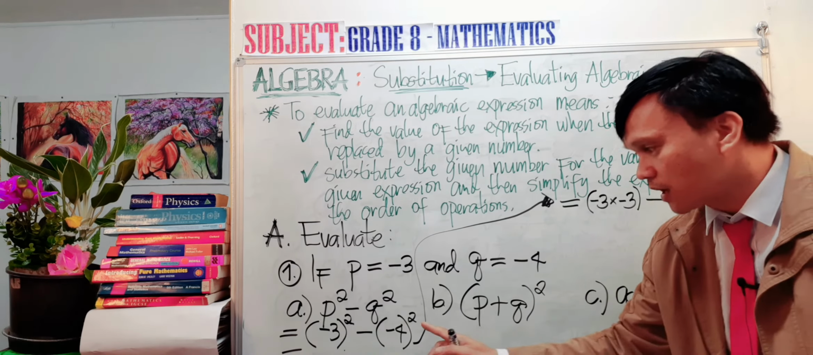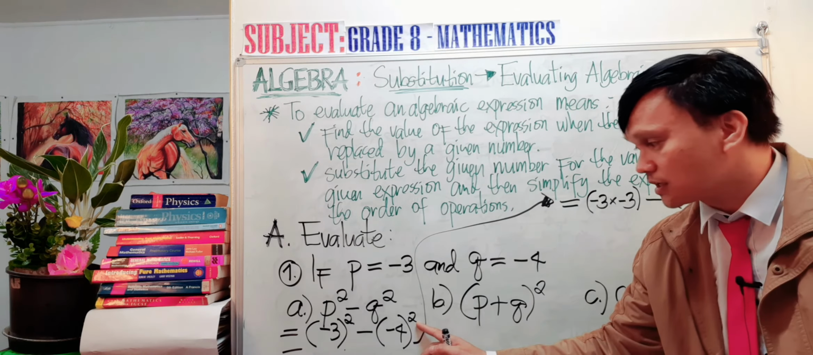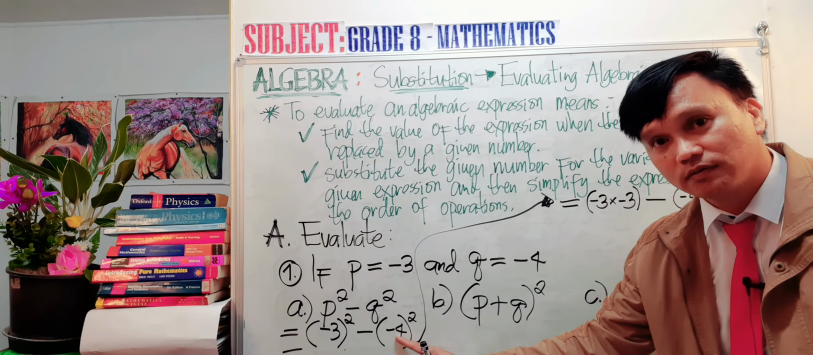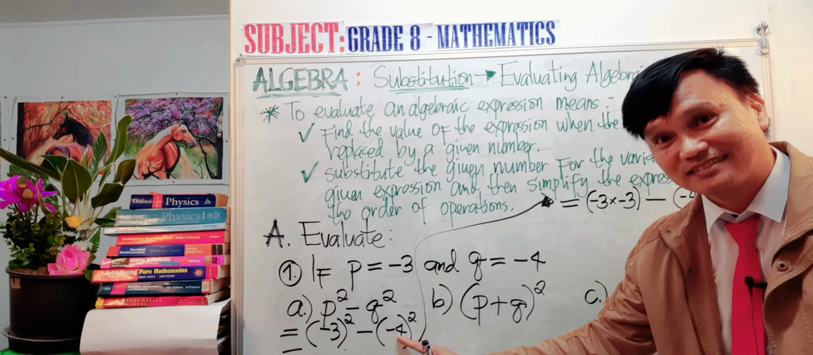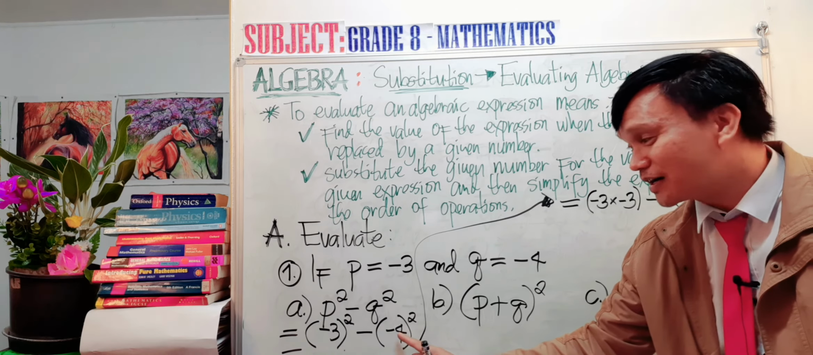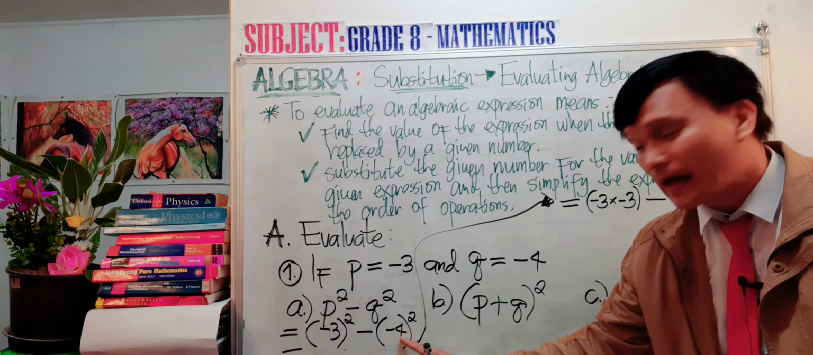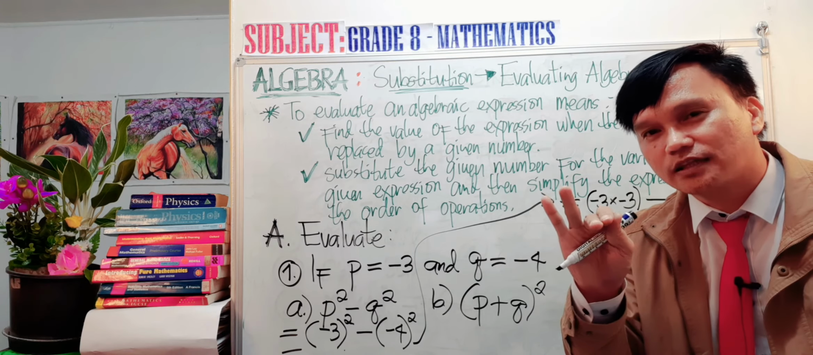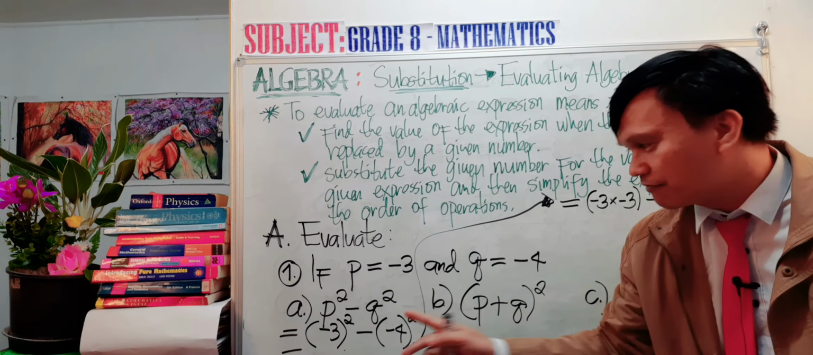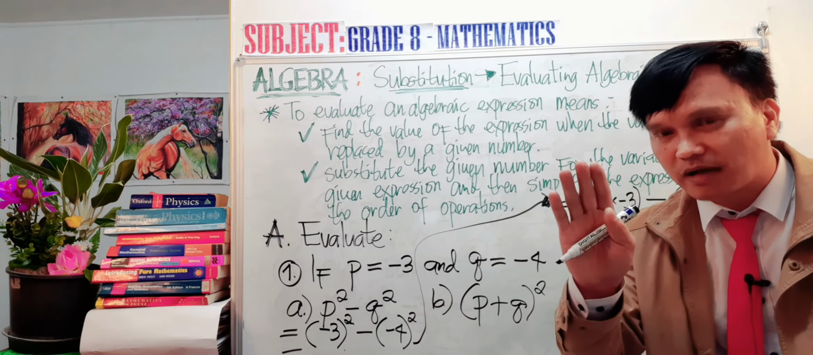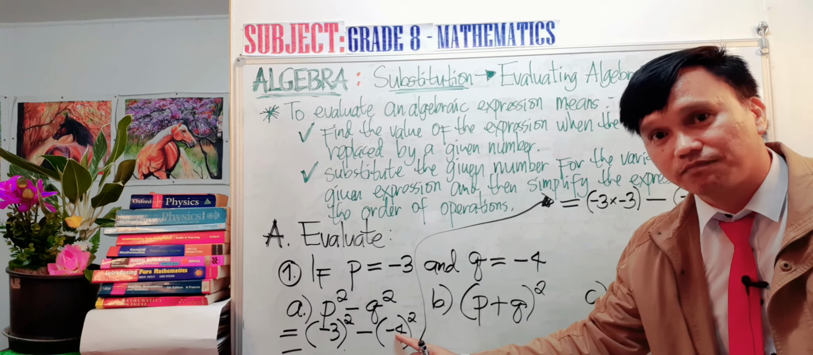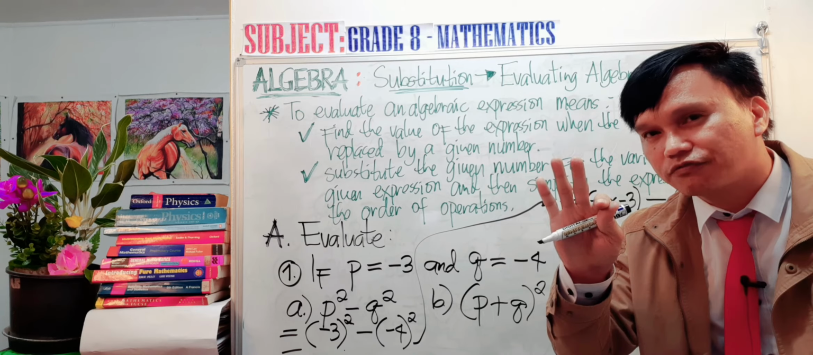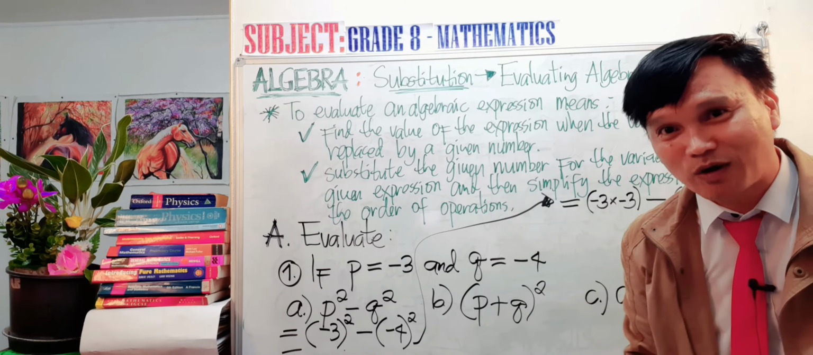Now, I have a question. What if the power is 3? How many times are you going to multiply negative 4? Yes, very good. You are going to multiply negative 4 by itself 3 times. So it's going to be negative 4 times negative 4 times negative 4. If the power is 4, then you are going to multiply the base by itself 4 times: negative 4 times negative 4 times negative 4 times negative 4. You got it now? All right.